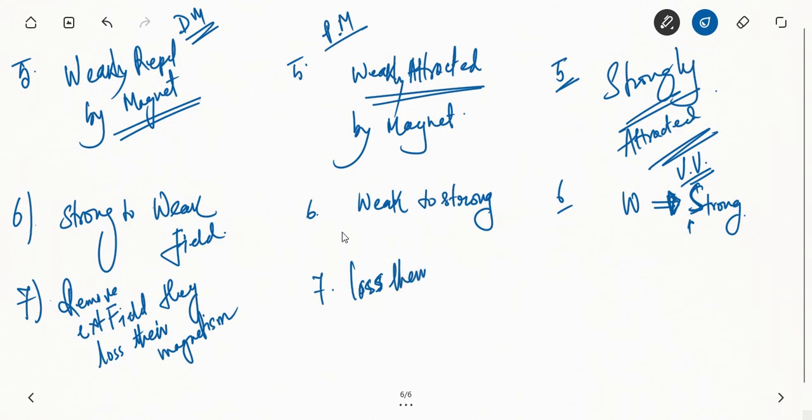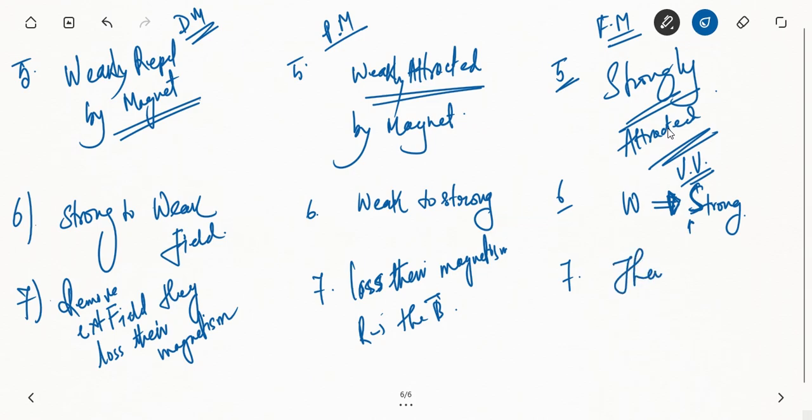Their magnetism for the same circumstances. Okay, when we remove the field, it is gone. But in the case of ferromagnetic material, they have permanent magnetism.